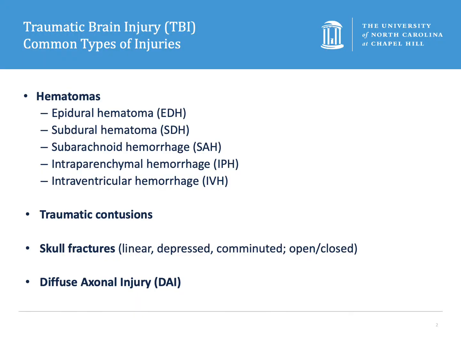So some common types of head injury that can result in TBI: there are several types of hematomas. There's epidurals, subdurals, subarachnoids, intraparenchymal hemorrhages, and intraventricular hemorrhages. You can get traumatic contusions as well as fractures that can be linear, depressed, comminuted. They can be open, exposed to the air, or closed, and then diffuse axonal injury.